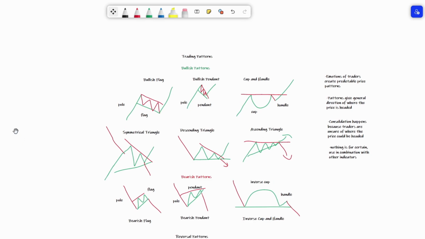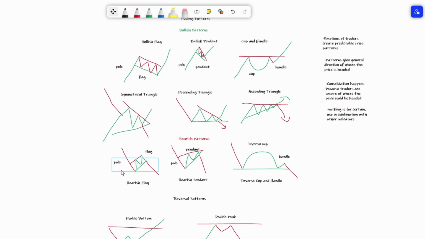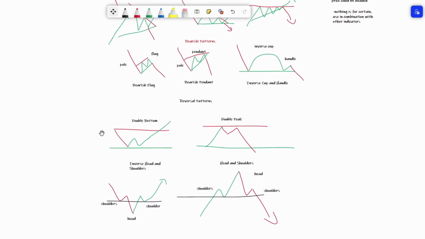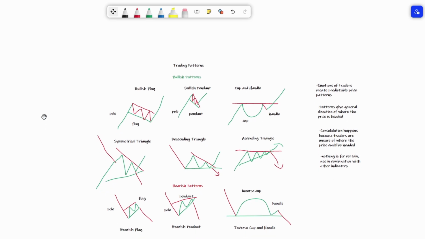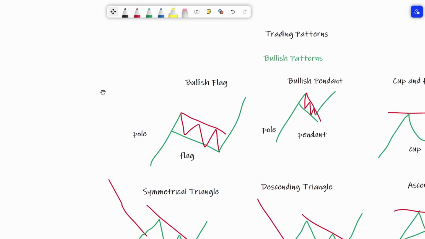There are three different patterns that you're going to want to recognize. There's what I call bullish patterns, in which the price will typically go up. You're going to have some bearish patterns in which the price will go down, and reversal patterns, which show you when you're at the peak or the bottom of the movement. So for our bullish patterns, the first one to note here is what is called the bullish flag.